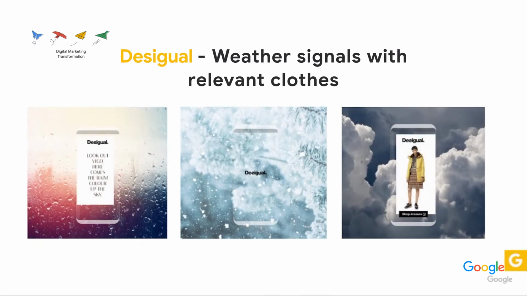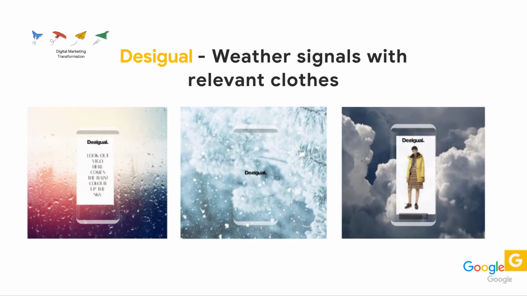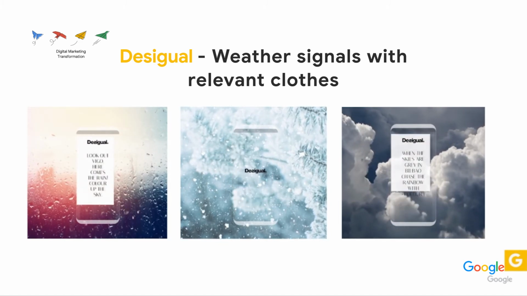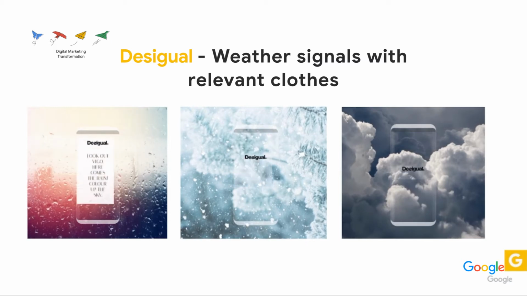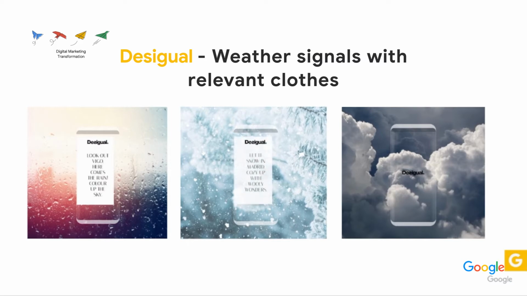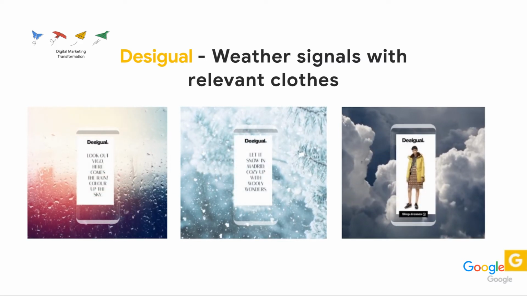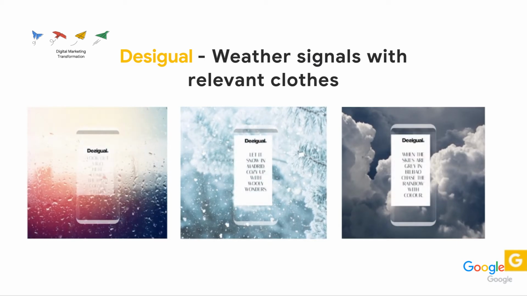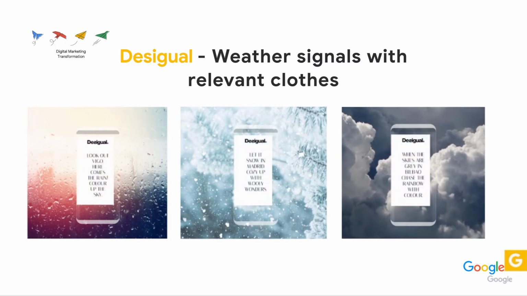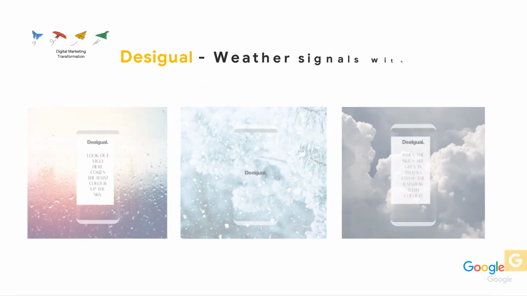So a good example is this brand. What they did was they used the signal of weather. So if you are in a place where it's raining, they'll show you clothes that are more suitable for rain. If you are in places where it's snowing, they'll show you examples which are more suitable for snow. Same goes for sun. So this is just an example based on weather, but just to note that weather signals can't be used on DV360 at the moment.